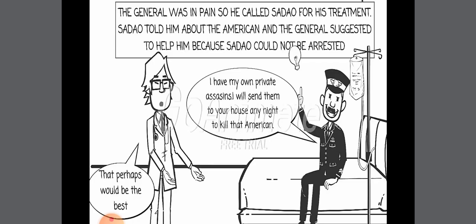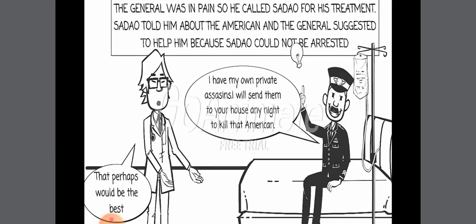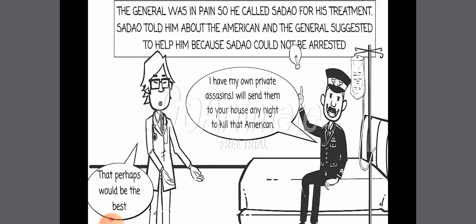Okay. Now, what did the general suggest? We'll see that. I have my own private assassins. I will send them to your house any night to kill that American. He said that I have my own private assassins. I will send them to your house any night to kill that American.